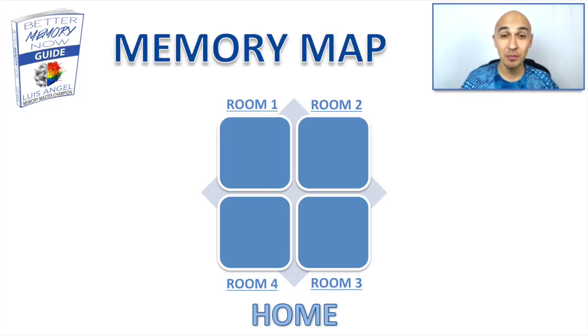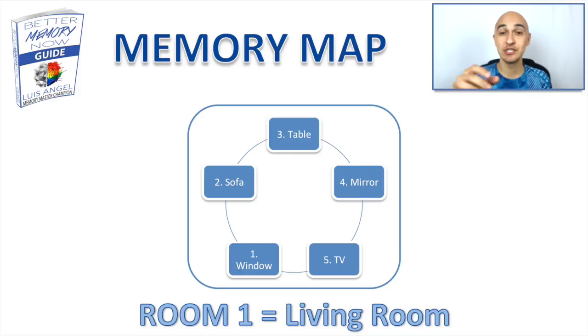What is it for you? And then room number 4, for me, it's my bedroom. What would that room be for you? Now, what you're going to do next is choose 5 spots in each one of these rooms in order to use them as locations.